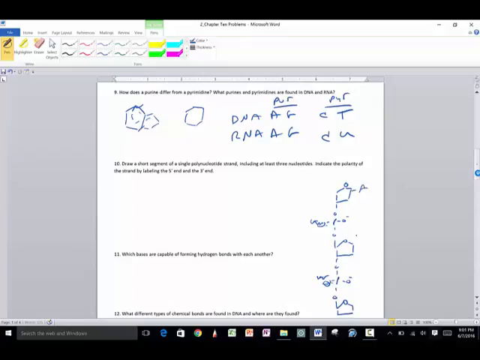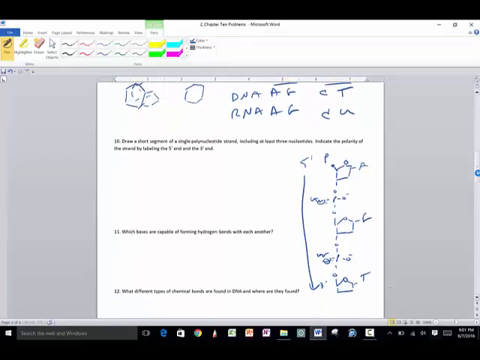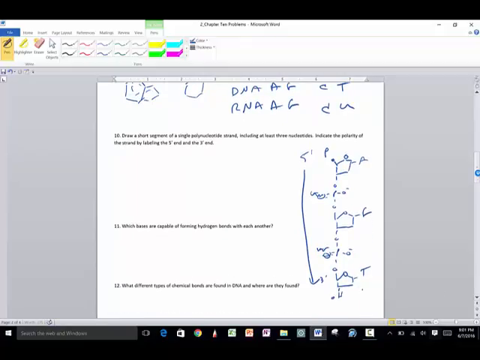And let's say that's an A and a G and a T, whatever it is. This is our 5 prime carbon. It's got a phosphate on it. So when they say polarity, that means direction. So what direction does it go in? 5 prime to 3 prime. And this 3 prime is going to have a 3 prime OH. It didn't say whether it was DNA or RNA, but we'll just make it DNA. And so there's just a hydrogen there.